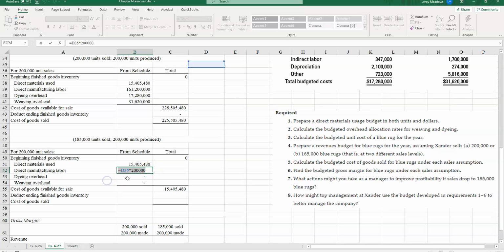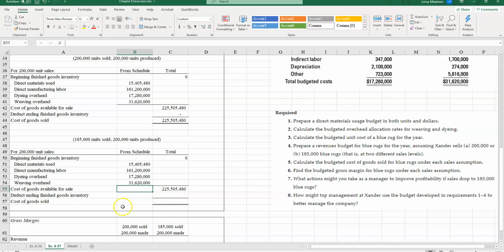And let me just, copy and paste wasn't working. And let's see, 280,000 and 31,620. So my cost of goods available for sale is going to be the same.